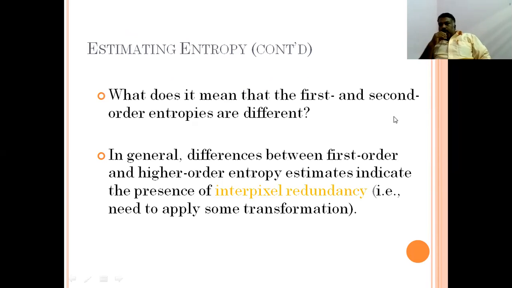Here, entropy estimation: what does it mean that the first and second order entropies are different? That means we find a difference between the image before sending and after, at the time of compression and decompression. In general, a difference between first order and higher order entropy estimates indicates the presence of interpixel redundancy, so we need to apply some transformation.